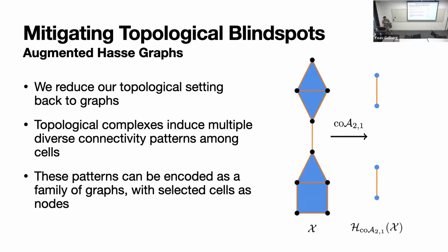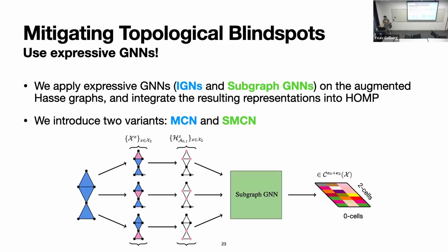So here the example is we take the complex to the left, and we want to take the graph whose nodes are going to be the two cells, connected via the 2-1 coadjacency. So two cells are connected if they share a single one cell. Taking the associated graph, we get this graph to the right, and this is called the augmented Hasse graph. And again, for any neighborhood function, we can define its associated augmented Hasse graph. Then we can just apply any expressive GNN that we want to these augmented Hasse graphs.